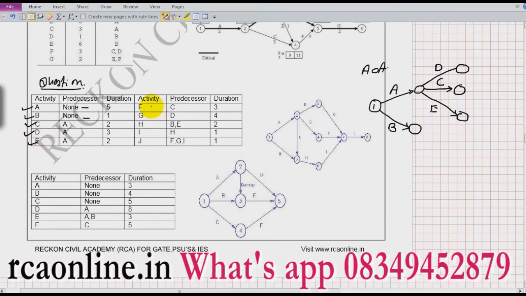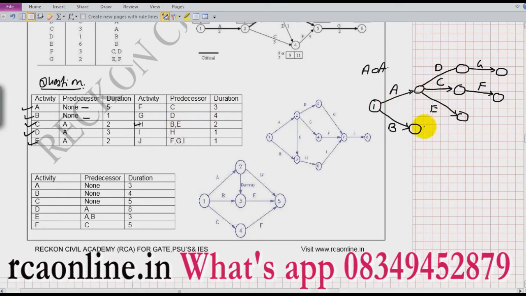Now F is preceded by C only. So this is my F. Now G is preceded by D. Now H is preceded by B and E both. So for them to start the activity H, what is the meaning of preceder here? That activity H will only start when B and E both are completed.